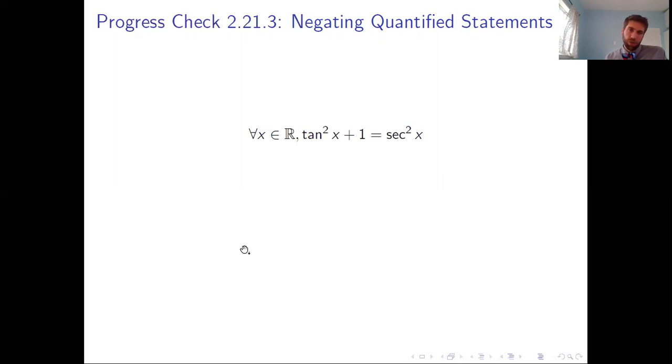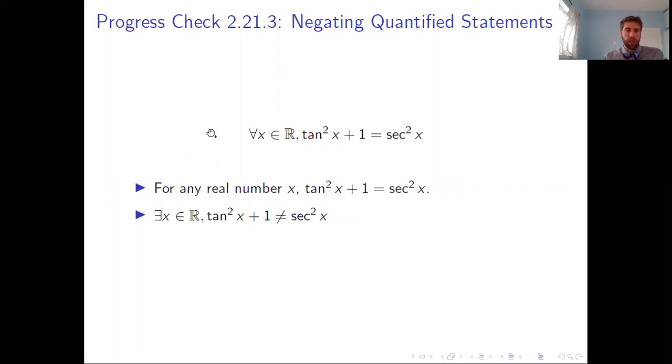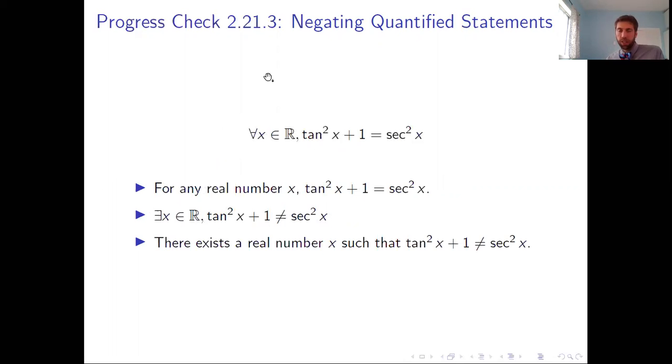The next statement is for all x in the real numbers, tangent squared x plus 1 equals secant squared x. In English, for any real number x, tan squared x plus 1 equals secant squared x. Negate it. Moving a negation past for all makes it that there exists x in the real numbers such that tan squared x plus 1 is not equal to secant squared x. So I basically swap quantifiers and then have a negation on the inside. So there exists a real number x such that tangent squared x plus 1 is not equal to secant squared x.